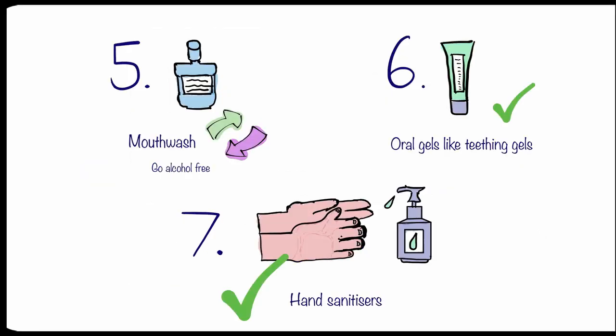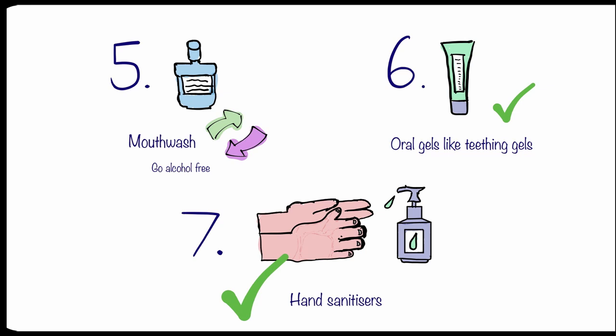Scenario 5. Some mouthwashes contain a very high amount of ethanol, and although the absorption through the mouth may be small, you should avoid it because there are plenty of alcohol-free alternatives. Scenario 6. Oral gels. There is little absorption through the mouth, and the amount of ethanol is usually minute, and if so, this is permissible. Examples include Calpol teething gel. Scenario 7. Hand sanitizers containing ethanol are permissible.